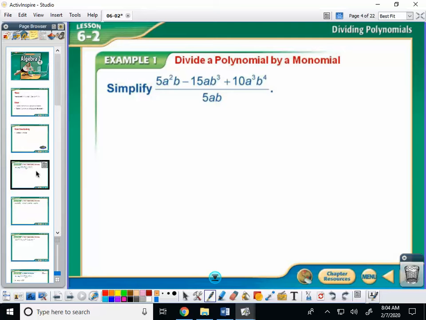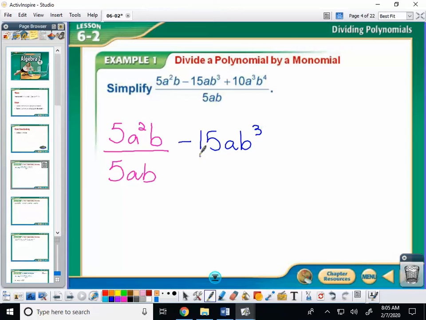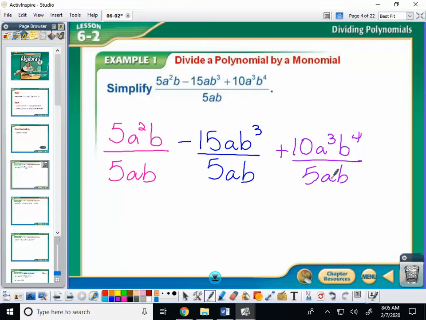And I want you to write it out for this first example. 5a squared b, we're dividing it by the denominator of 5ab. The second term is minus 15ab cubed divided by 5ab. And the third term is 10a cubed b to the fourth, and we're dividing that by 5ab. So we've got really three separate problems to simplify.